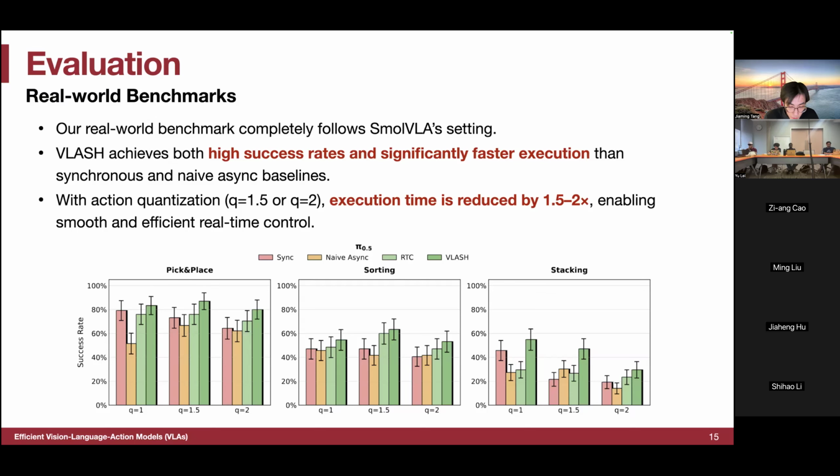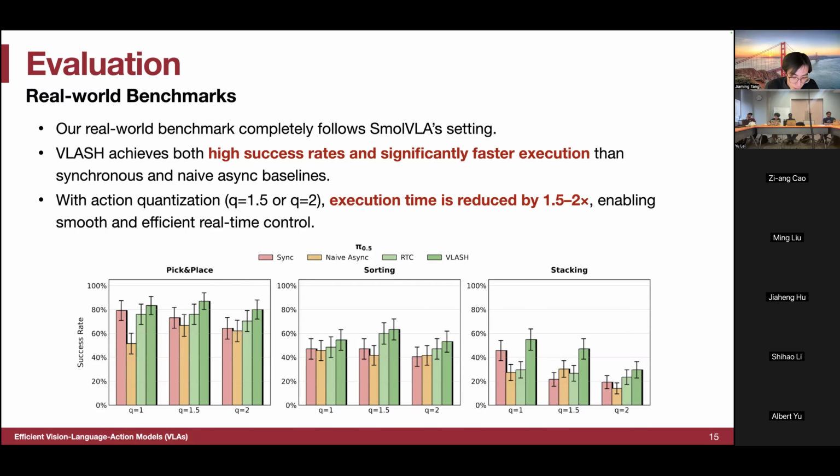On the pick and place and the sorting tasks, our method at Q equals 2 can match or outperform the success rate of the synchronized inference at Q equals 1. Because Q equals 2, this enables a 2 times speed up without any accuracy loss. On the stacking task, which requires more precise manipulation than the other two tasks, our method at Q equals 1.5 still maintains comparable accuracy to the synchronized inference at Q equals 1.